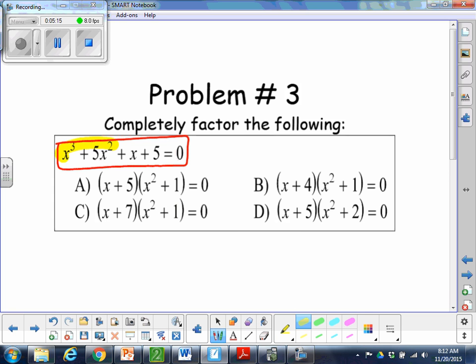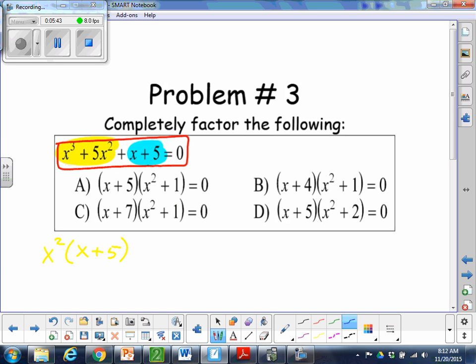So a lot of times what I found works is to group the first two terms and the second two terms and treat them as their own little problems. For example, in the first one, if we were to factor the yellow stuff, I see they share an x squared, which goes into both of them. And the leftover factor would have to be x plus 5. If you distribute that, that would get you the x to the third plus 5x squared back.